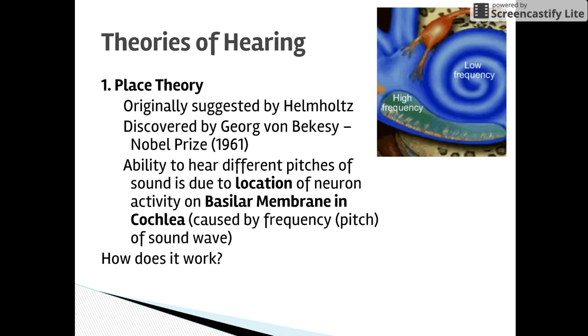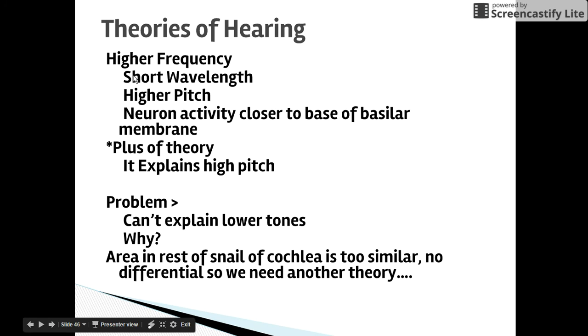So the high frequency is at the basilar membrane, and that's the place that the hair cells are. How that works is there's a short wavelength and higher pitch. So the place theory explains high pitches. The problem is the place theory doesn't explain lower tones. So we need another theory.